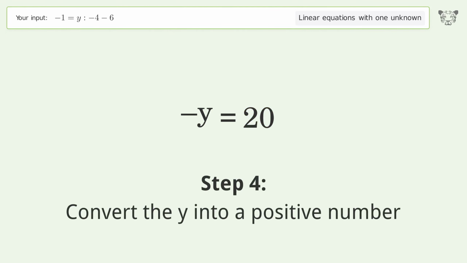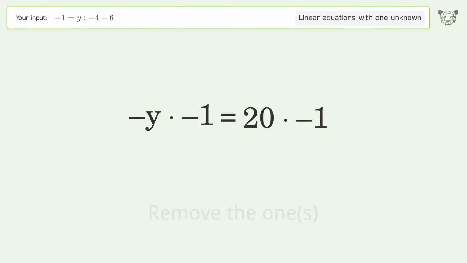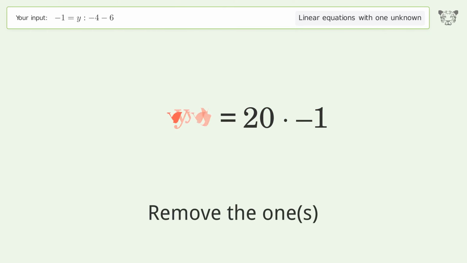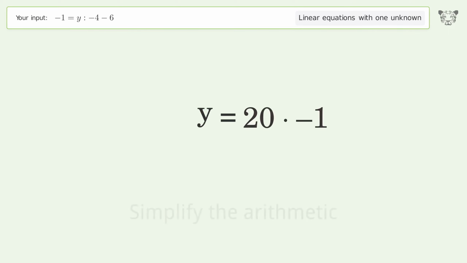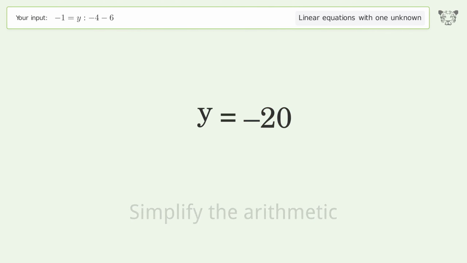Convert the y into a positive number. Multiply both sides by -1. Remove the ones. Simplify the arithmetic. And so the final result is y equals -20.